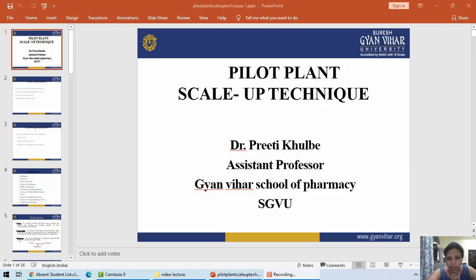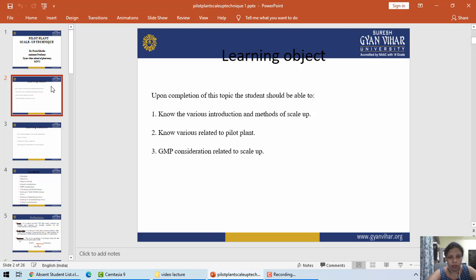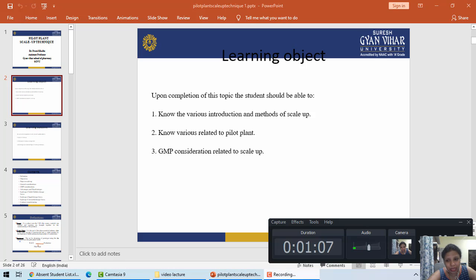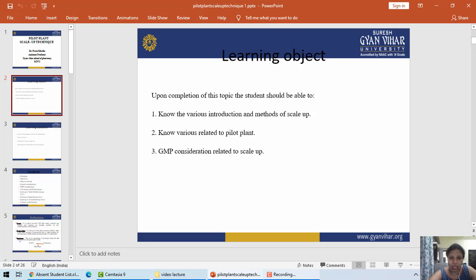So before starting the topic in detail, we'll discuss the learning objective. The learning objective from this topic is the introduction and methods of scale up. After completion of this unit you will come to know about the introduction, that is what is a pilot plant, what is scale up, and the different methods, that is how can we do the scale up. So all these things we will discuss in this unit.